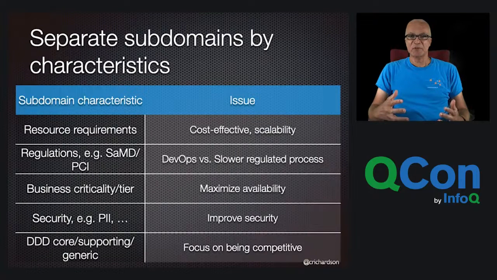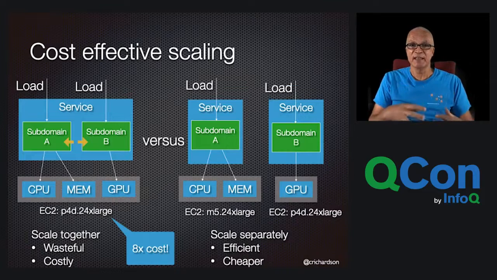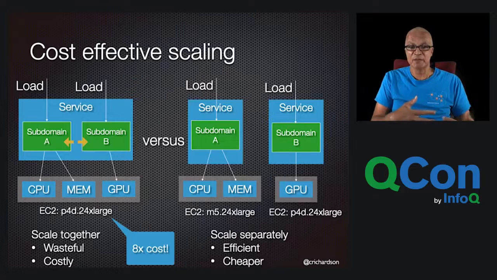The fifth dark energy repulsive force is separate domains by their characteristics. It's often beneficial to package subdomains with different characteristics as separate services. These characteristics include security requirements, regulatory compliance, and so on. For example, it's often easier and cheaper to scale an application if subdomains with very different resource requirements are packaged as separate services. For example, a subdomain that needs GPUs must run on an EC2 instance type that's 8 times the cost of a general purpose instance. You do not want to co-locate it with services with different resource requirements. It could be extremely costly and wasteful if you did.